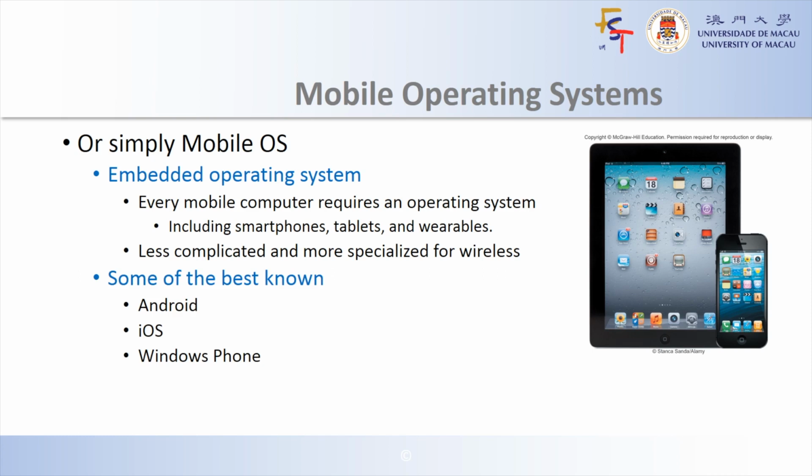Android was introduced in 2007 by Android Inc., but purchased by Google. It's widely used in many smartphones. iOS, formerly known as iPhone OS, was developed by Apple in 2007 for the iPhone and iPod. It is based on the Mac OS.